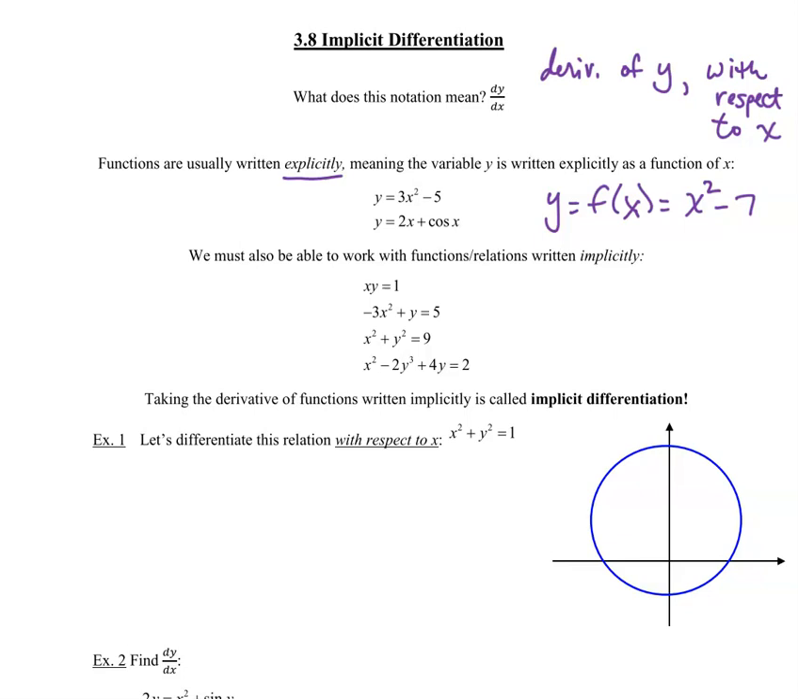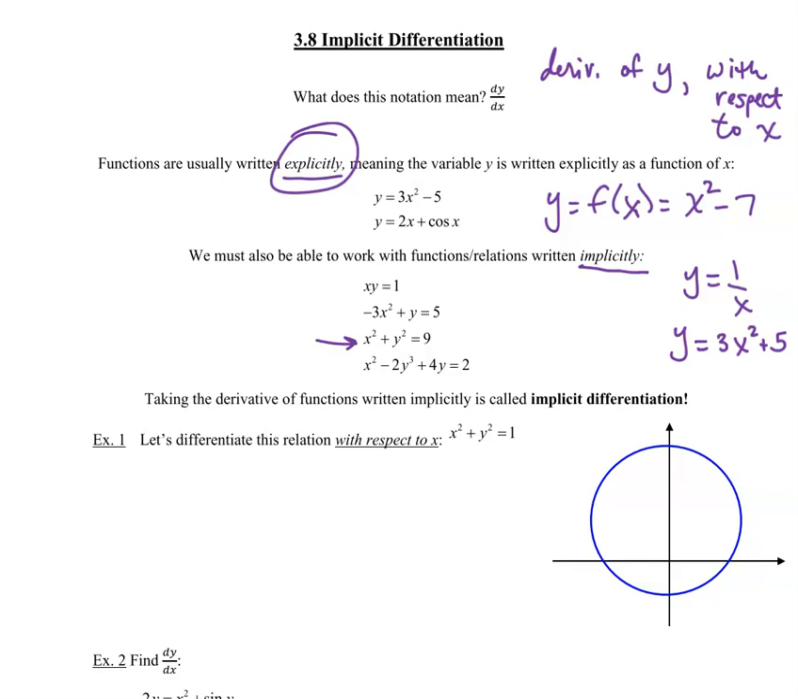But that's not always how functions are written. Some functions, or some relations, I should say, they're not even necessarily functions, may not be written this way at all. It's not possible to. When that's the case, these are called functions or relations that are written implicitly. For example, xy equals 1. Now sometimes we can solve for y pretty easily. Like in that first expression, I could say y equals 1 over x. In this second expression, negative 3x squared plus y equals 5, I could say y equals 3x squared plus 5. So I could rewrite those to go back to this version, but that is not always possible when it's not a function of x.